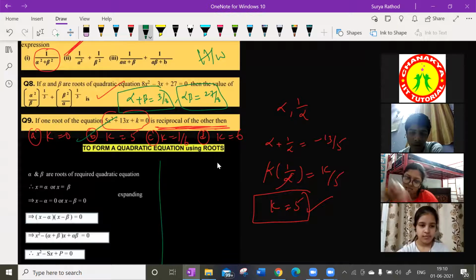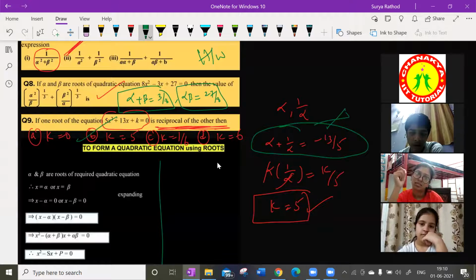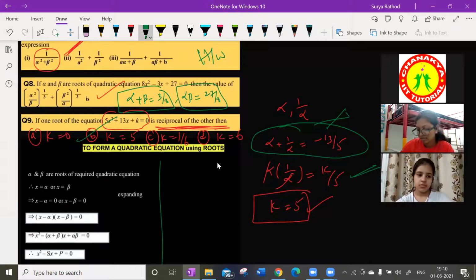We need to find k. See, no need of writing all this, smart work. No need of writing this here. Simply write this, product of roots. Isn't it? Yes or no, sir? Yes, sir. Any doubts so far? No, sir. Good.